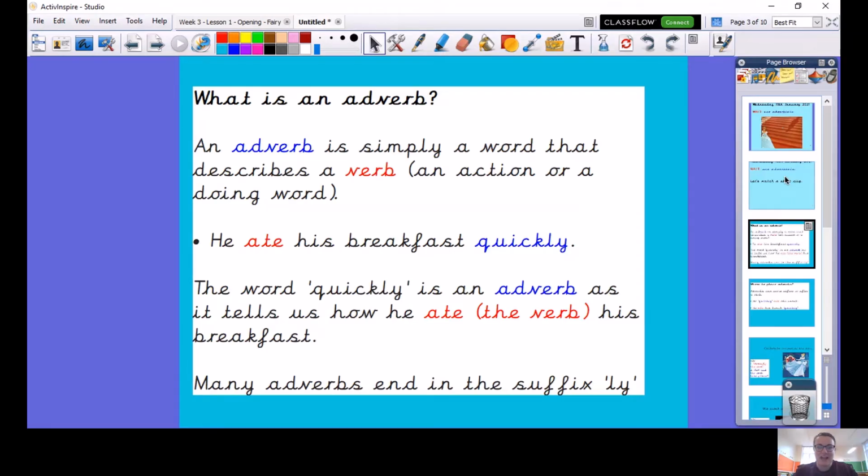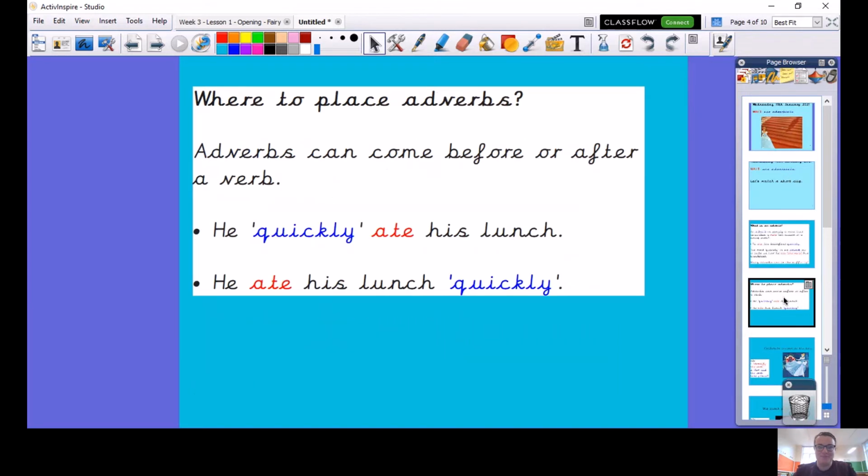We are now going to be looking at what is an adverb. So from watching the video, you should now have a good idea that an adverb is simply a word that describes a verb. And we already know that a verb is an action or a doing word. He ate his breakfast quickly. The word quickly is an adverb as it tells us how he ate his breakfast, and the ate is the verb in that sentence. Many adverbs end in the suffix ly, but not all of them.